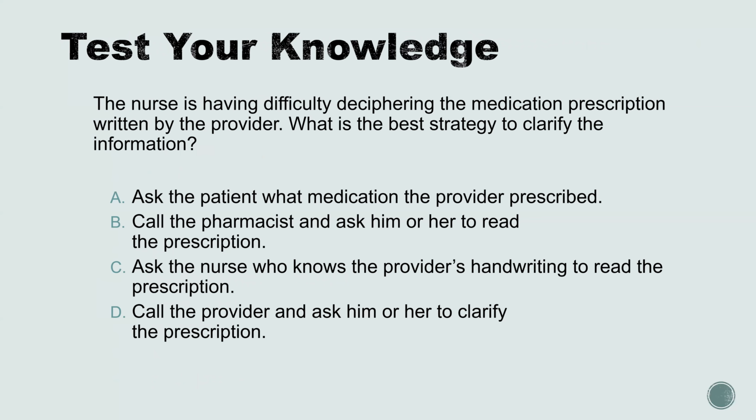Let's test your knowledge. The nurse is having difficulty deciphering the medication prescription written by the provider. What is the best strategy to clarify information? And you better believe this will happen to you. So A, ask the patient what medication the provider prescribed. B, call the pharmacist and ask him or her to read the prescription. C, ask the nurse who knows the provider's handwriting to read the prescription. Or D, call the provider and ask him or her to clarify the prescription.